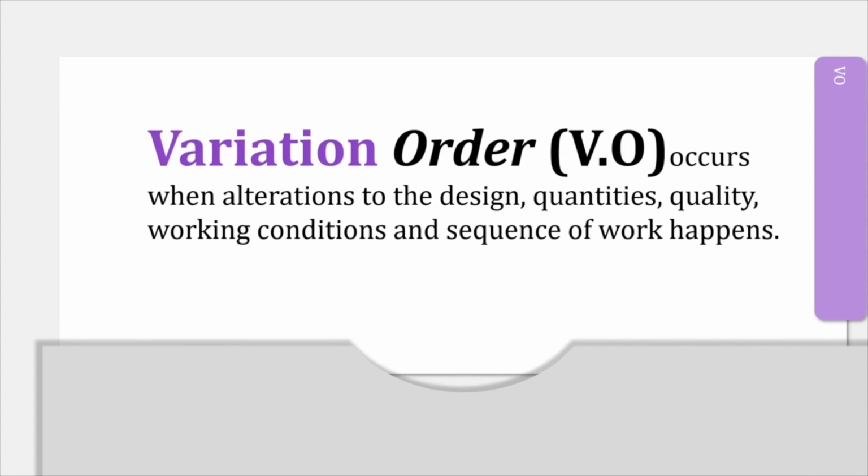And not forgetting variation order. Variation order is defined as alterations that occur when alterations to design, quantities, qualities, working conditions, and sequence of work happens. Moving on, it's time for the completion phase.